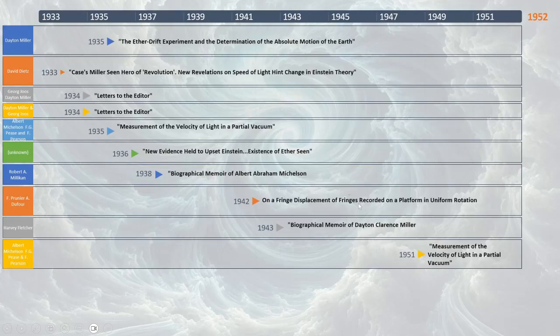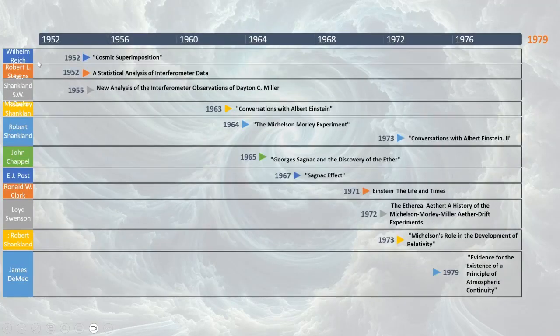And then a little bit later, we have 1942, Plumer Dufour, publishing on a fringe displacement of fringes recorded on a platform in uniform rotation. Again, very evidently on the speed of light in a rotating system. And 1943, Harvey Fletcher, biographical memoir of Dayton Clarence Miller. So that's just a tribute to the impact and effect that that man had on science as well. And again, Michelson and Pearson in 1951, the measurement of the velocity of light in a partial vacuum. And then other people picking up the tale here.